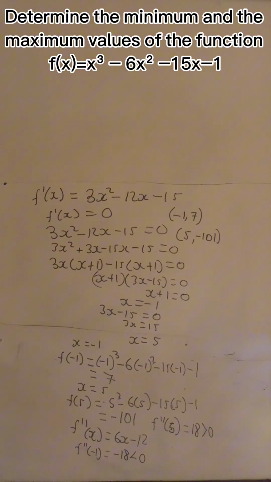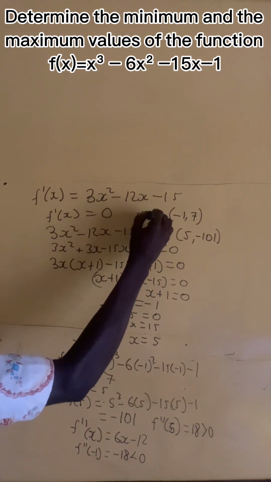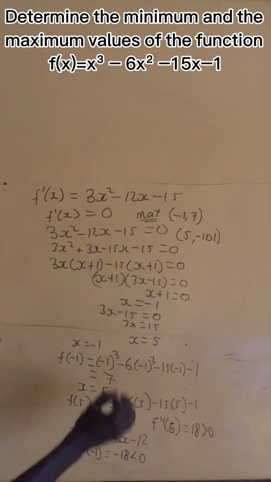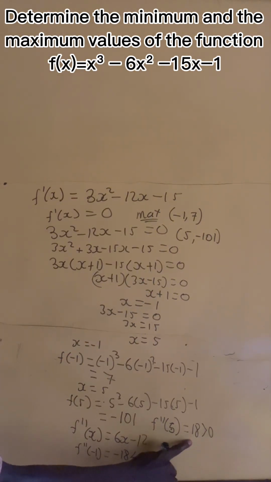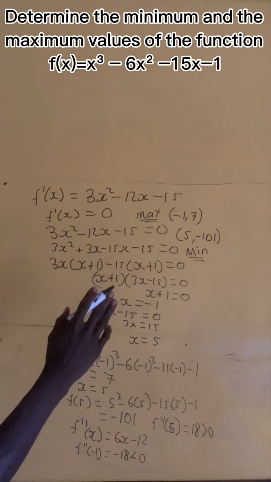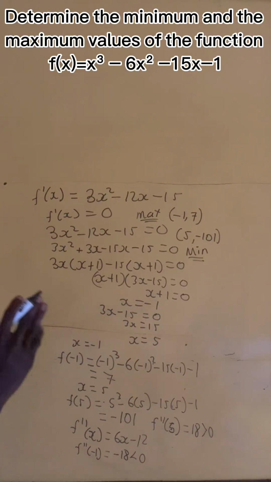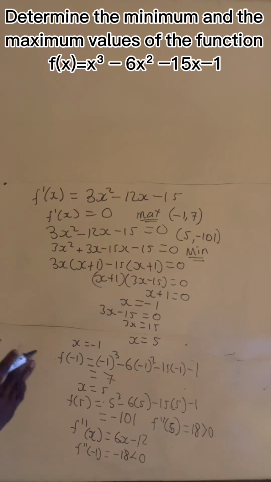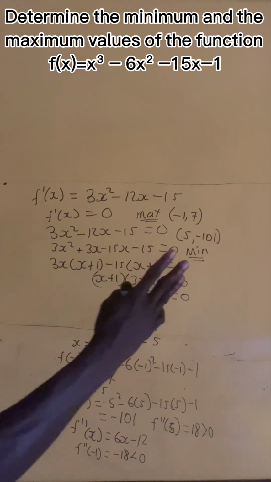So here we can just write this simple thing. Since f double prime of negative 1 is less than 0, then the negative 1 and the 7 give us a maximum point, and since f double prime of 5 is greater than 0, then 5 and negative 101 gives us a minimum point.